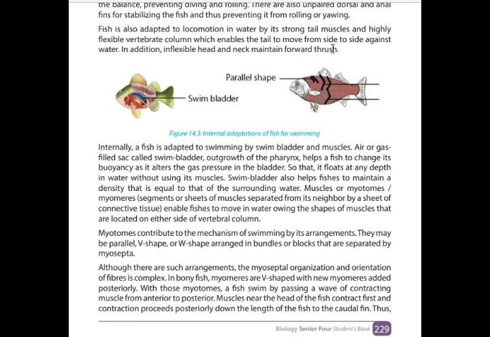Looking at this air sac, the air-filled sac helps a fish to change its buoyancy as it alters the gas pressure in the bladder. What does this mean? It provides buoyancy, the property facilitating it to float on the water.